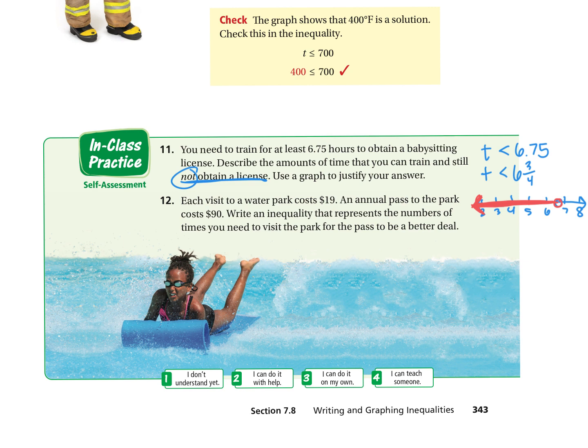Okay, number 12. Each visit to a water park costs $19. An annual pass to the park costs $90. Write an inequality that represents the numbers of times that you need to visit the park for the pass to be a better deal. So we want to know how many times I can go to the park where the pass ends up being a better deal.